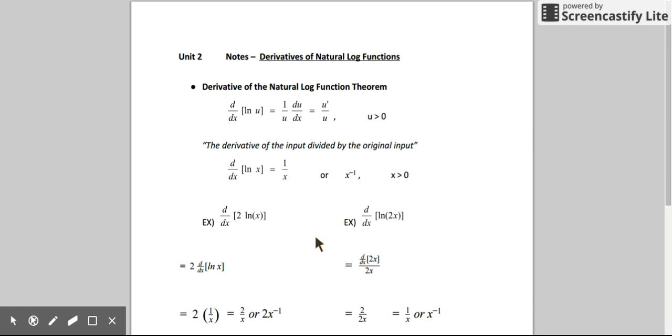In this video, I'm going to be explaining how to find the derivative of a natural log function, or the derivative of a function that has ln.